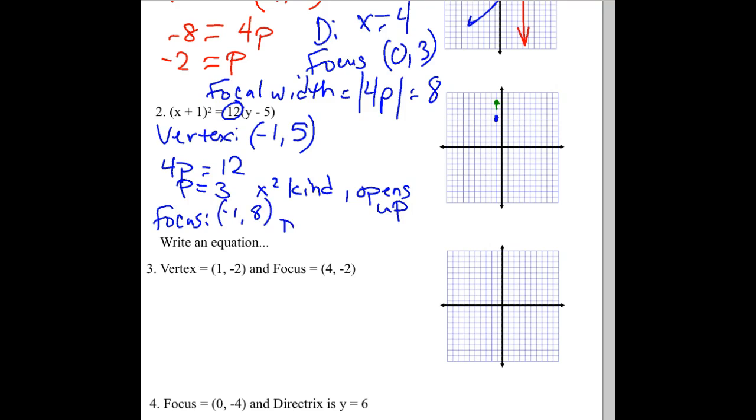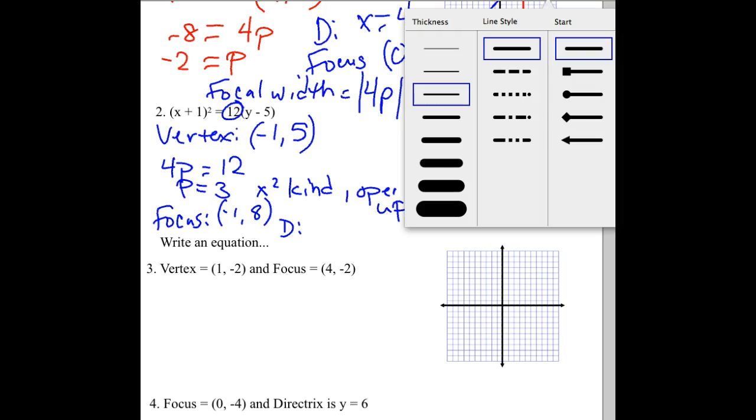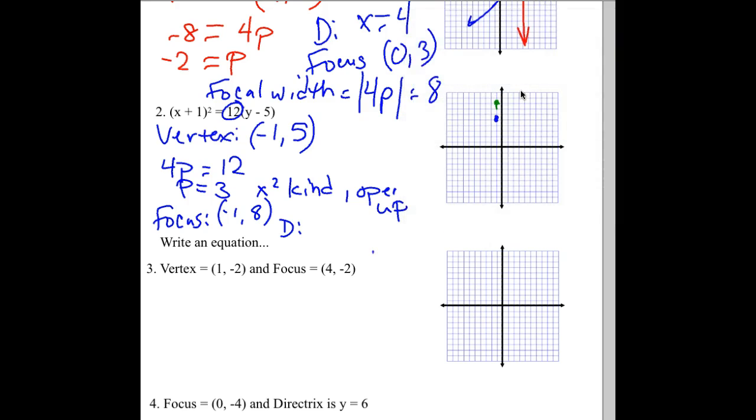Okay. Where would the directrix be? If we went 3 units up to get the focus, we have to go 3 units down. And remember, your line is not going to ever touch your parabola, right? So we have 3 units down. It would be a horizontal line. All right, equation for it would be y equals 2.